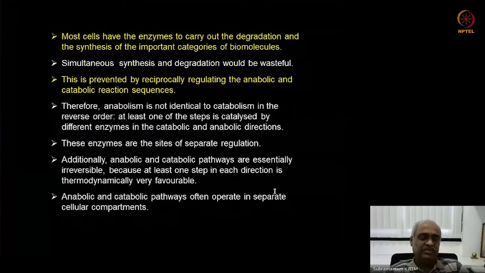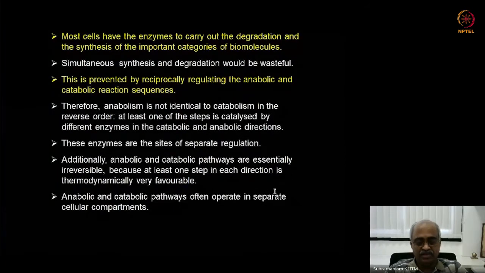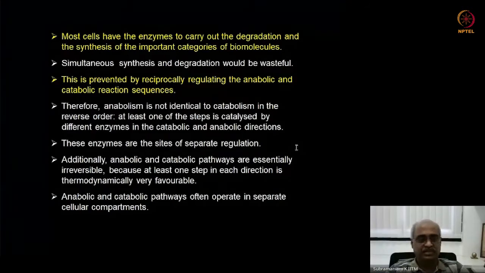So let us look at some of the characteristics of metabolism as a whole, and then we'll get into more specific aspects. Of course, we discussed what anabolism is, the synthetic pathways, and catabolism, the breakdown pathways, primarily to obtain energy from energy-rich molecules. So the one important aspect we need to consider here is that most cells have enzymes for both anabolism and catabolism.